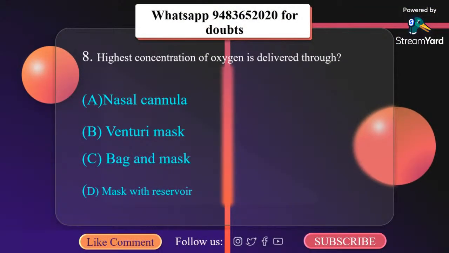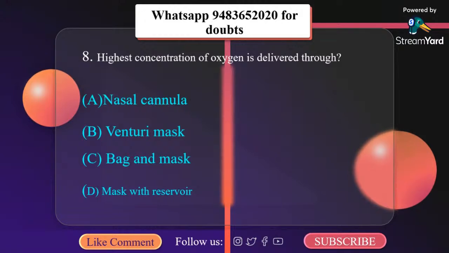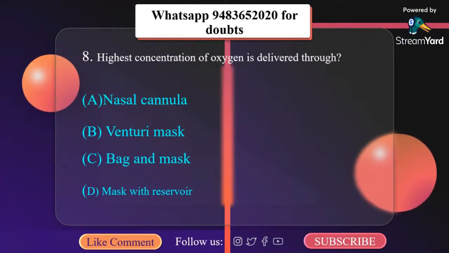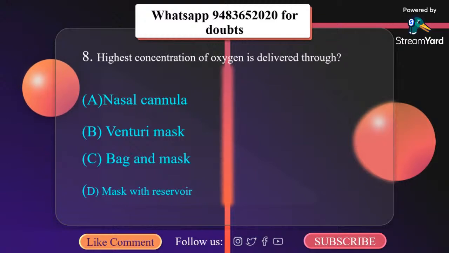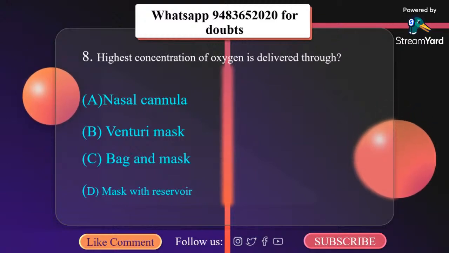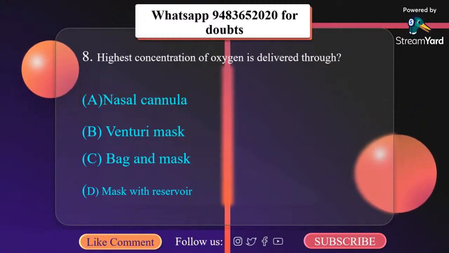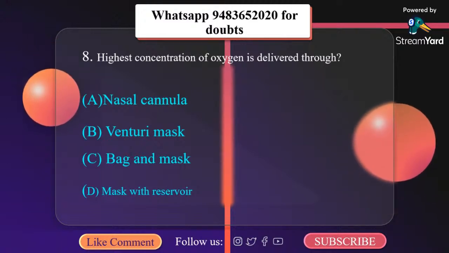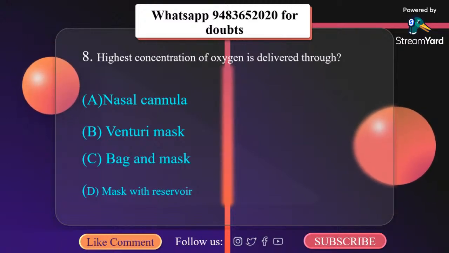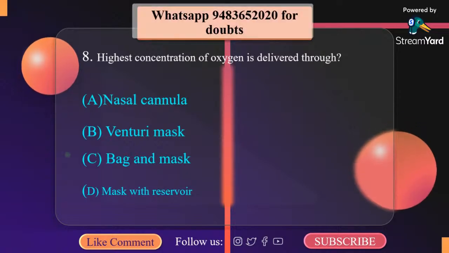The highest concentration of oxygen is delivered through: A, nasal cannula; B, Venturi mask; C, bag and mask ventilation; D, mask with reservoir. Bag and mask ventilation gives 100% oxygen. Mask with reservoir gives 80 to 90% oxygen. Venturi mask, maximum 60% oxygen. Nasal cannula, maximum 40%. So the correct answer here is C, bag and mask.